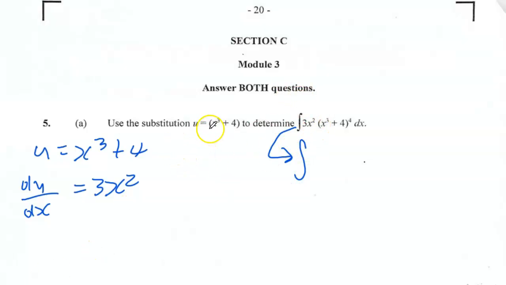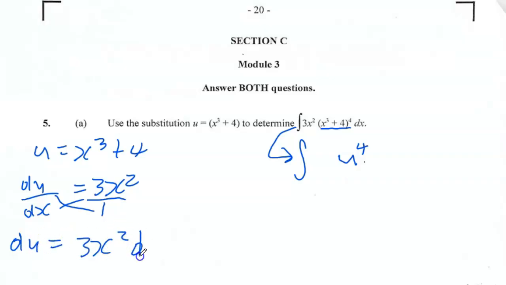Now note we are told to use u equal to x cubed plus 4. So x cubed plus 4, we'll replace that with u, to the power of 4. So what's in the bracket is equal to u to the power of 4. Now 3x squared dx. If we look at this differentiation and cross multiply, we end up with du equal to 3x squared times dx. So this 3x squared times dx can be replaced with du. That's how substitution works: you want to get rid of all the x variables and replace them with terms in u.